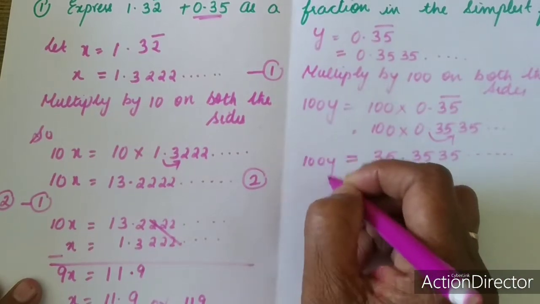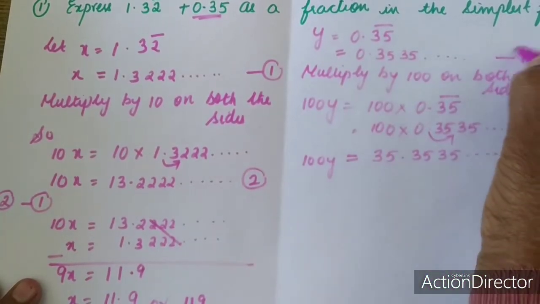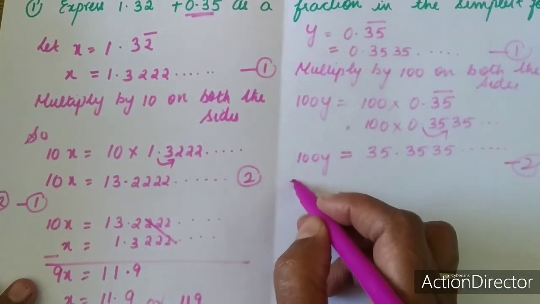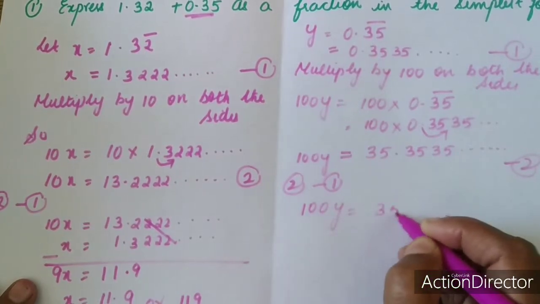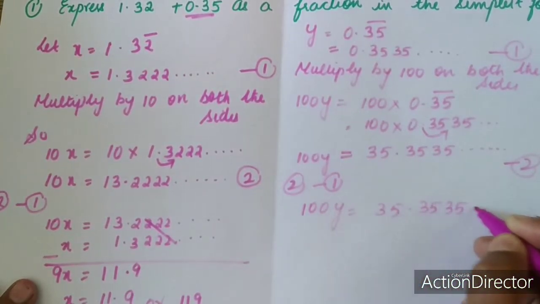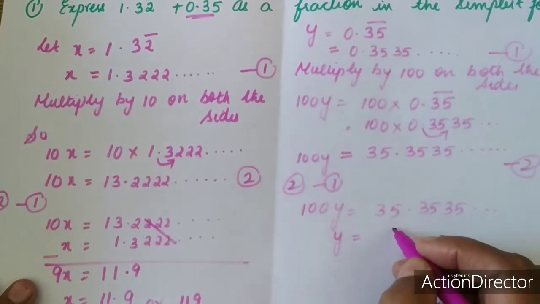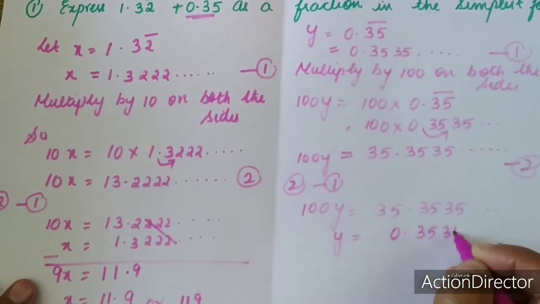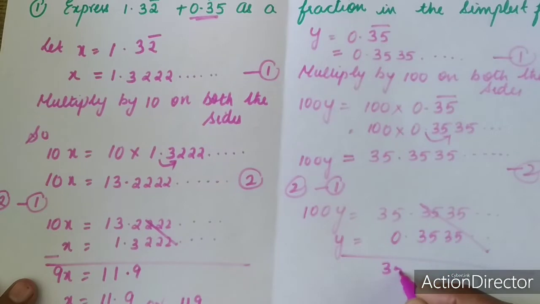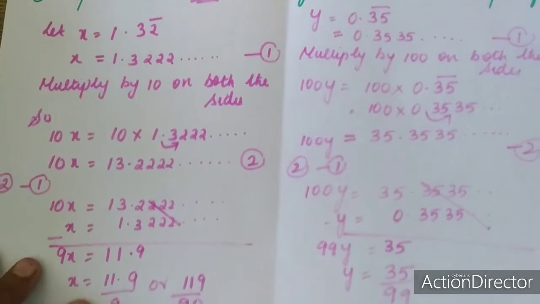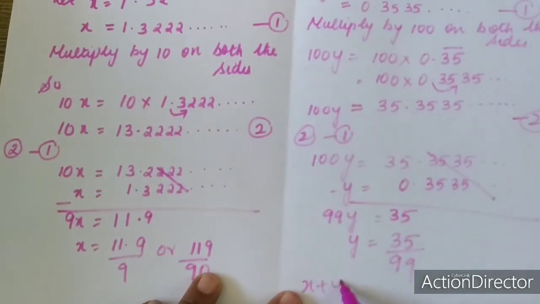So this is equation number 2 and this is equation number 1. So let us subtract 2 minus 1. 100y is equal to 35.3535... and y is equal to 0.3535... So cancel the same decimal places. So 35 minus 0 will give you 35 and 100y minus y is equal to 99y, or y is equal to 35 upon 99.